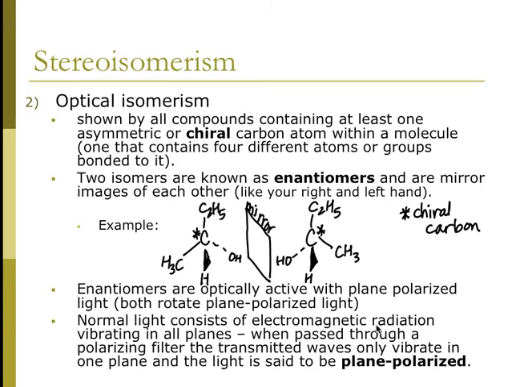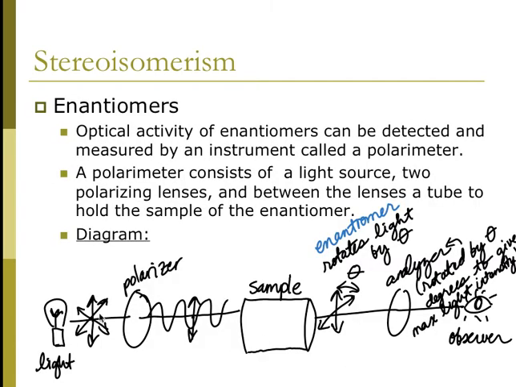Normal light consists of electromagnetic radiation in all of the planes. When it passes through a polarizing filter, the transmitted rays only vibrate in one plane, and then that light is said to be plane polarized. So we have light going through a polarizer, one plane, and it goes through the sample. The enantiomer is going to rotate the light in one direction, by certain degrees. Then you can pick that up with a detector. This is called a polarimeter.